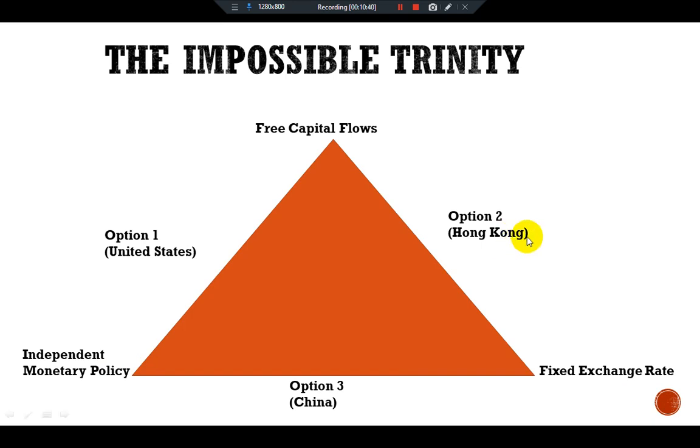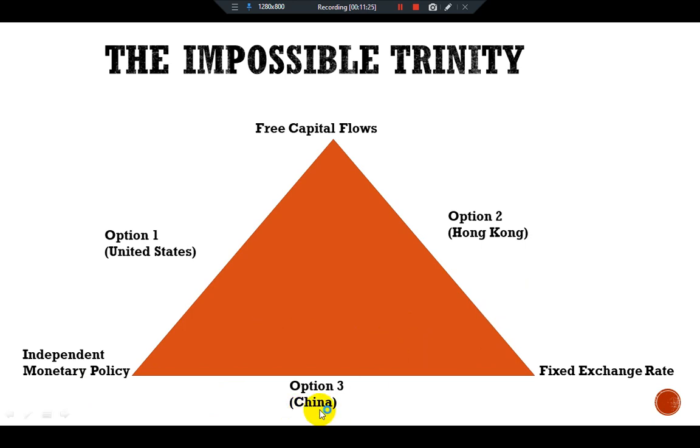And when we move to the second option, it allows free flow of capital and a fixed exchange rate, as Hong Kong has done in recent years. In this case, the nation loses the ability to run an independent monetary policy. The money supply must adjust to keep the exchange rate at its predetermined level. In a sense, when a nation fixes its currency to that of other nations, it is actually adopting the other currency's monetary policy.